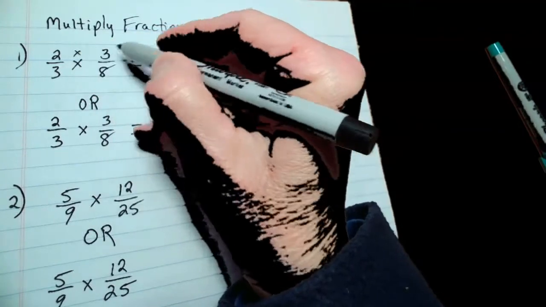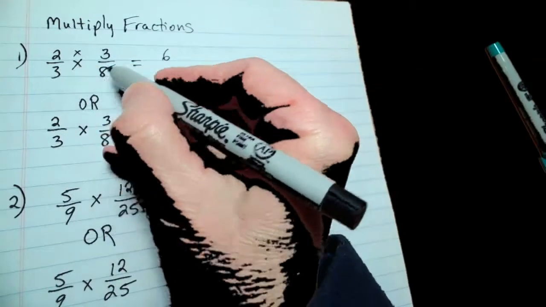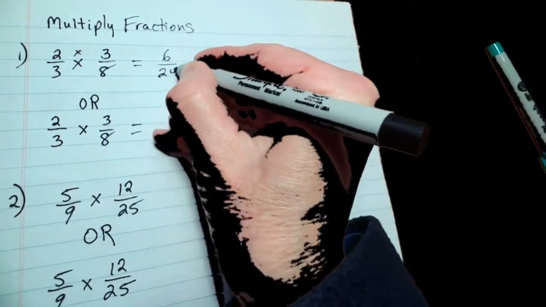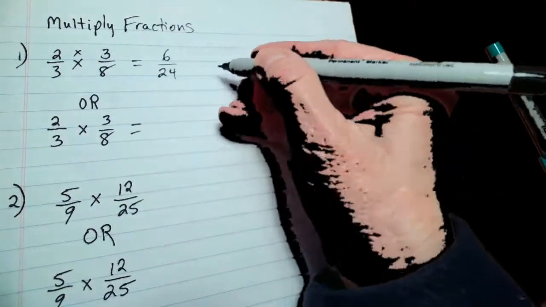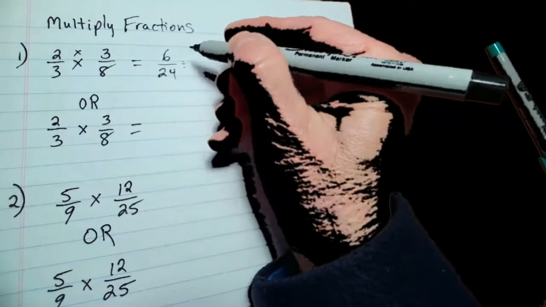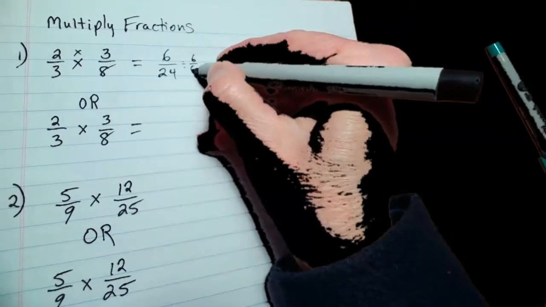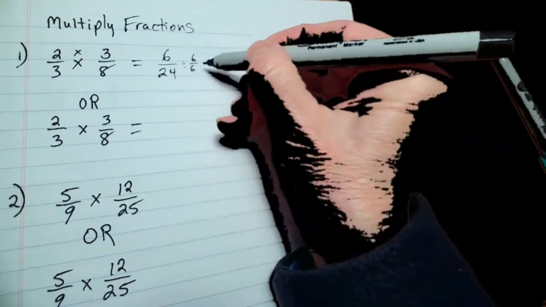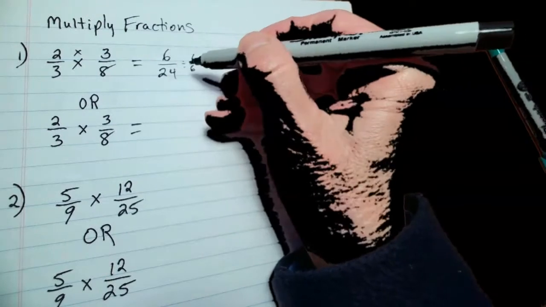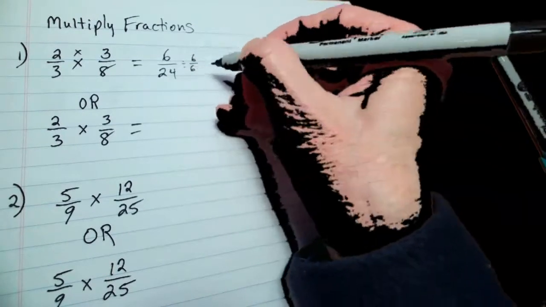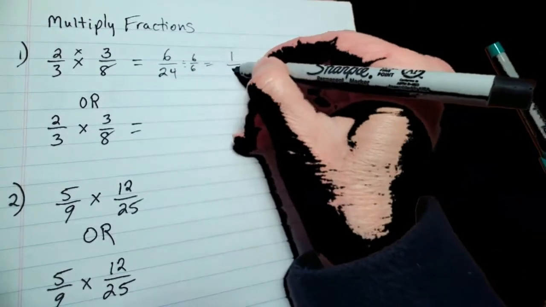numerator. 2 times 3 is 6. Denominator times denominator, 3 times 8 is 24. And then we look at it, and if we can reduce it to an equivalent but smaller fraction, we do. I see that 2 would go into it, 3 will go, but actually 6 will go evenly into both. It has to be one number, a 6, that will go into top and bottom evenly. So 6 divided by 6 equals 1. 24 divided by 6 equals 4.